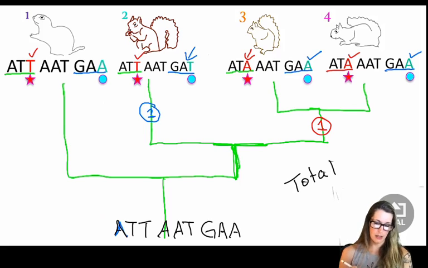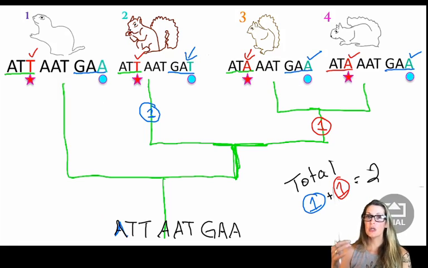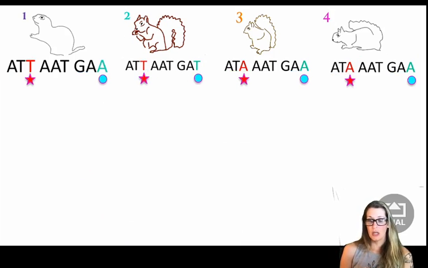Because we had one on the lineage that led to number 2, the fox squirrel. We had one on the lineage that led to numbers 3 and 4, the gray squirrels. Total of two changes in the sequence of bases. Let's compare that to other options. That's not our only way that we could construct the tree. We could switch the order around. The numbers that these have are arbitrary.